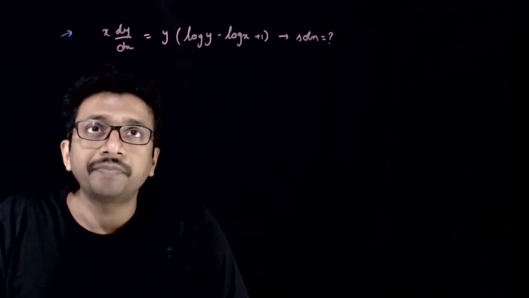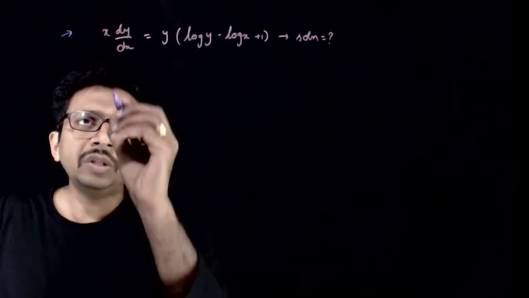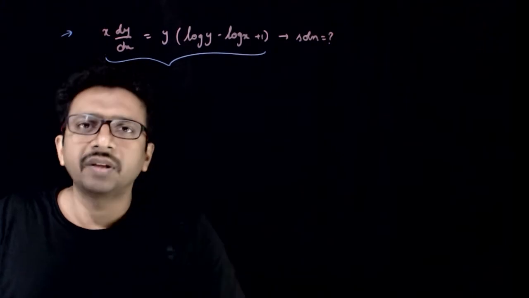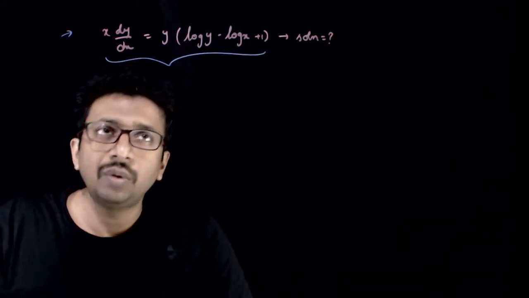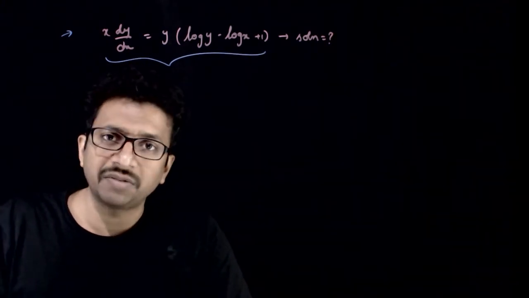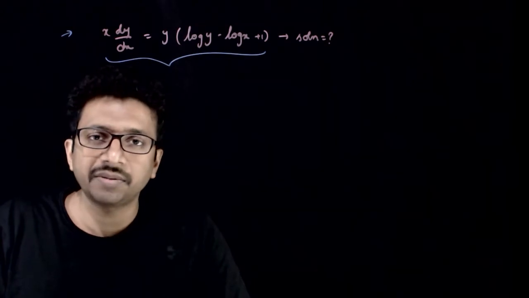So welcome students. In this question, you're given the differential equation x times dy by dx is equal to y times (log y minus log x plus 1). You're asked to find the solution of this.